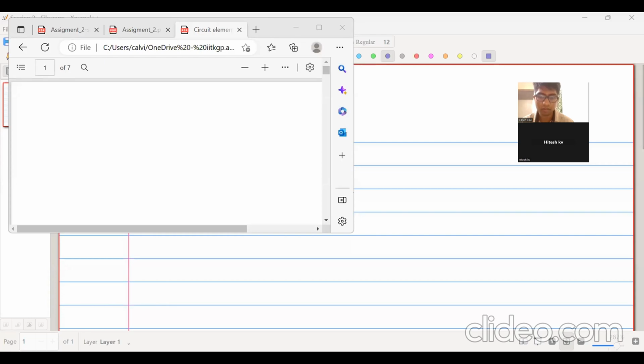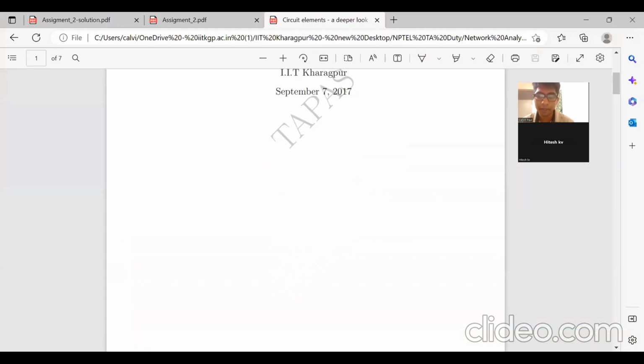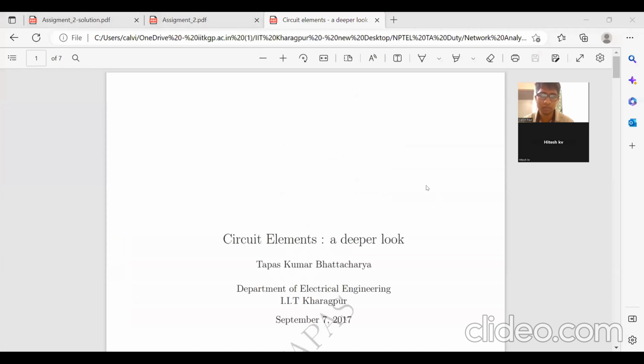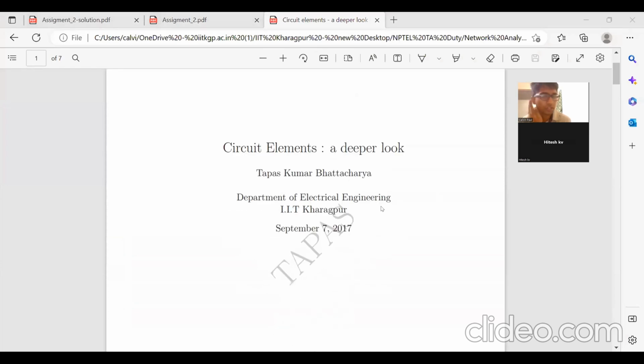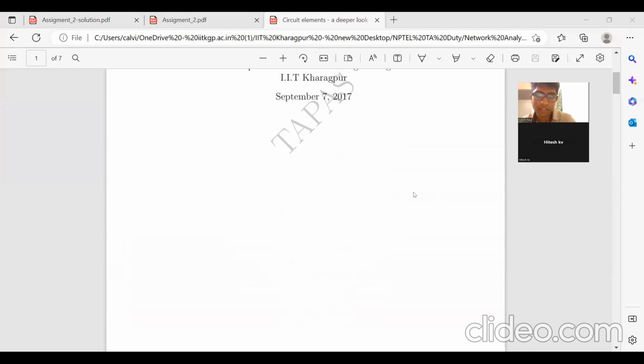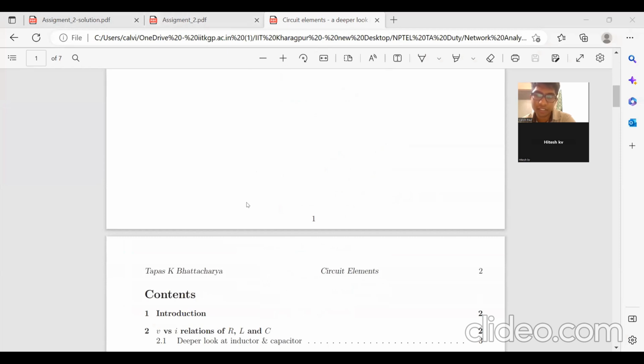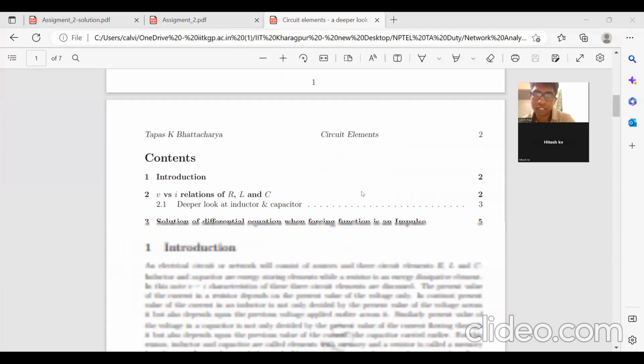So, we'll be going through, first of all, is my screen visible? Yes, it is. Yeah, so we'll be going through some document which was shared to revise what was taught in week two, as well as solving some previous year assignment questions. And in case you have any doubt, you can ask.